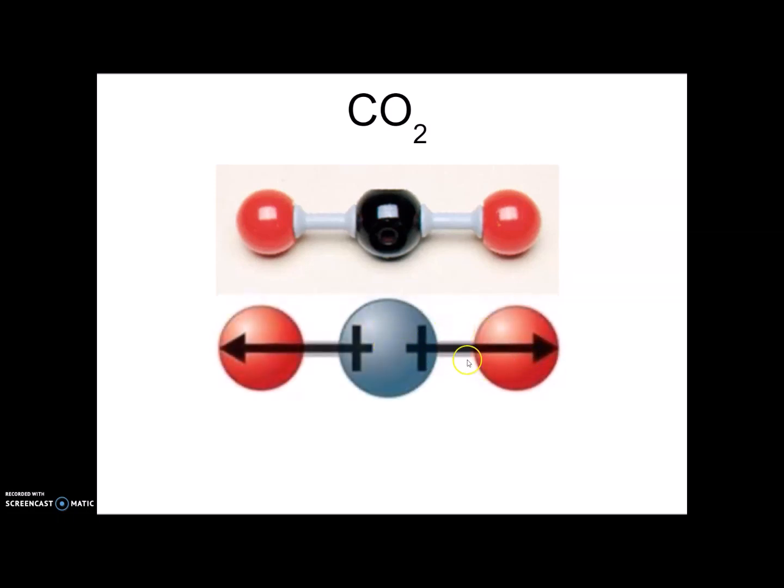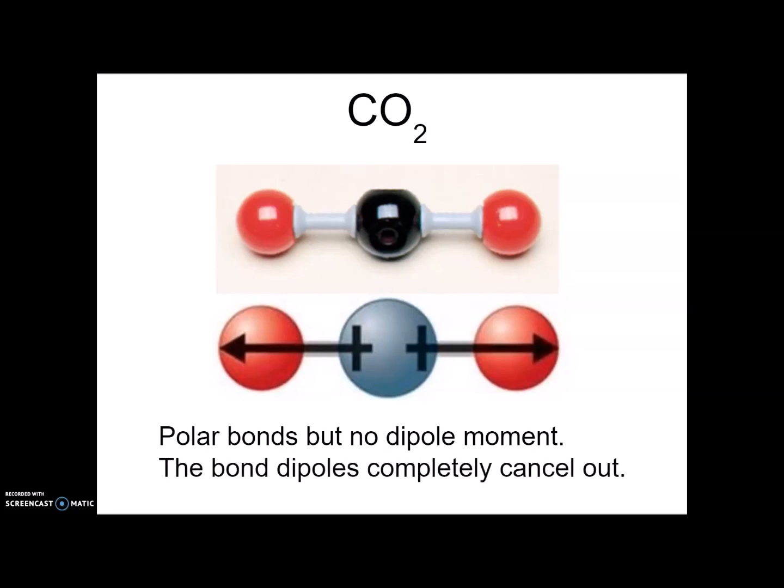So if you consider the two bond dipoles, they're going to be oriented exactly like this, where the negative charge is pointing outwards towards the oxygen atoms. Each of the two bonds within this molecule are polar bonds. But because they're oriented exactly 180 degrees apart from each other, they cancel out. There's no dipole moment for the molecule because the bond dipoles cancel out.